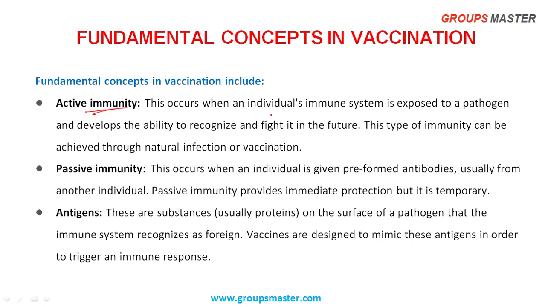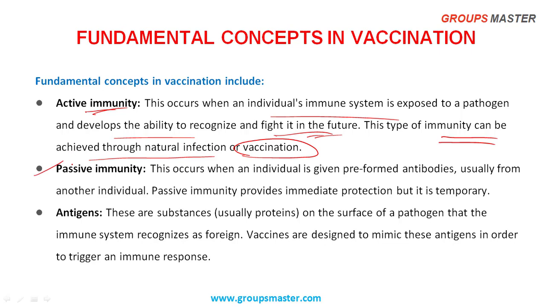This occurs when an individual's immune system is exposed to a pathogen, develops the ability to recognize and fight it in the future. This type of immunity can be achieved through natural infection or vaccination. Next one is passive immunity.